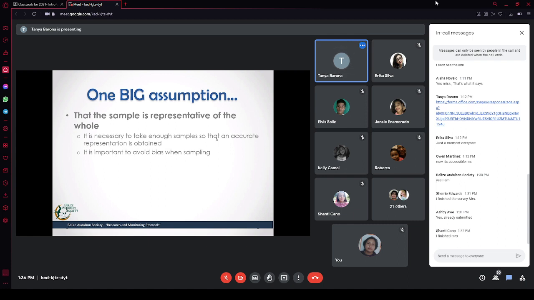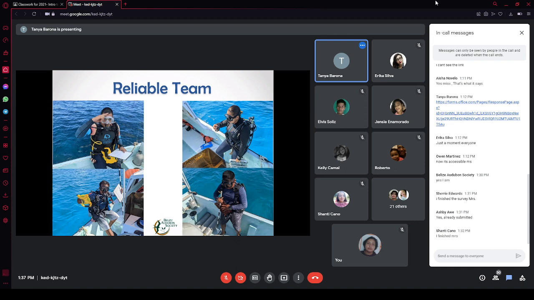So we have to be very organized and take all precautions necessary when selecting our samples. Key ways to do that is to take enough samples so that you get a holistic picture of your ecosystem, and to avoid bias when collecting your data from your samples. So how do you eliminate bias?